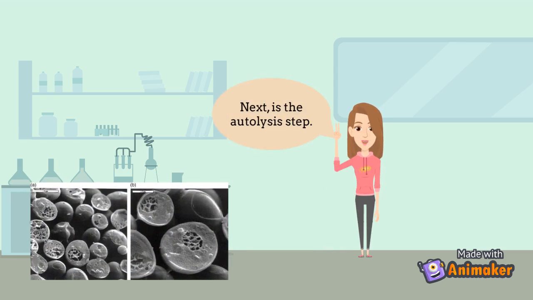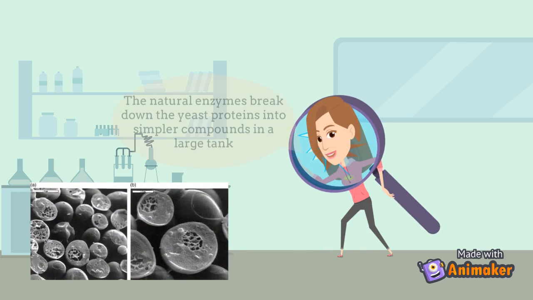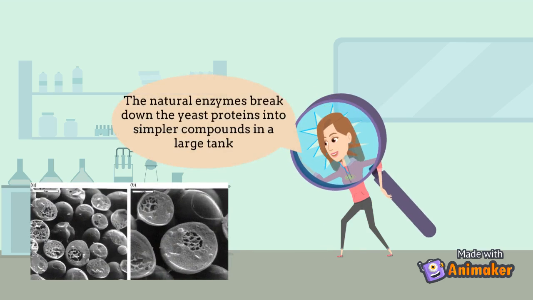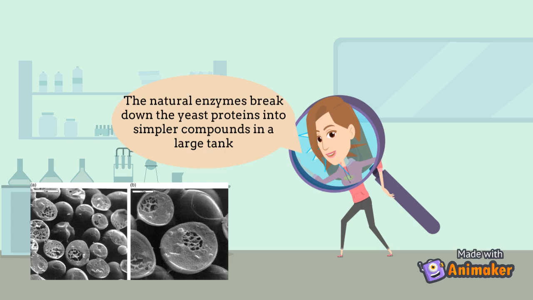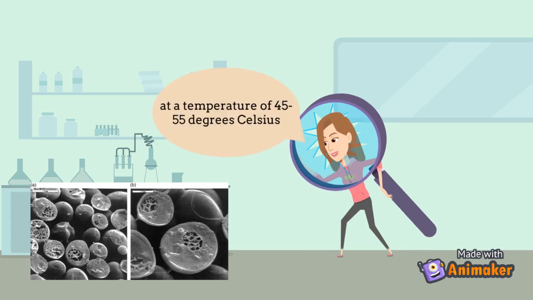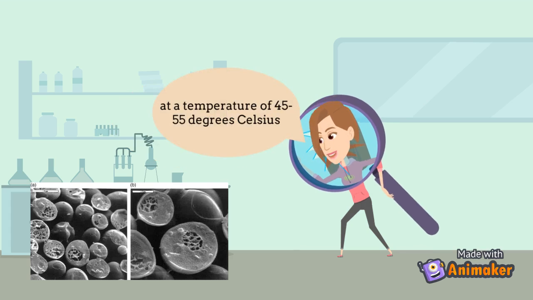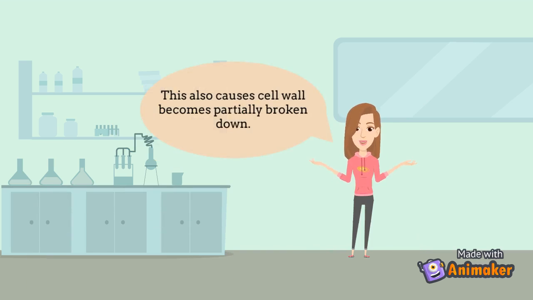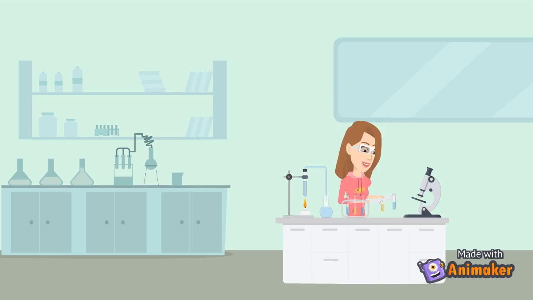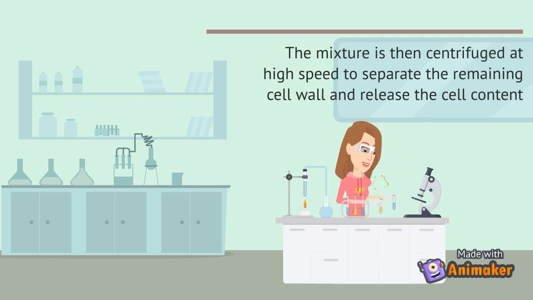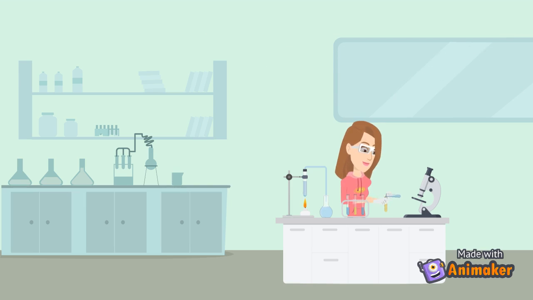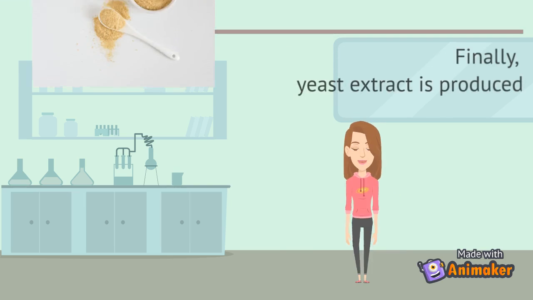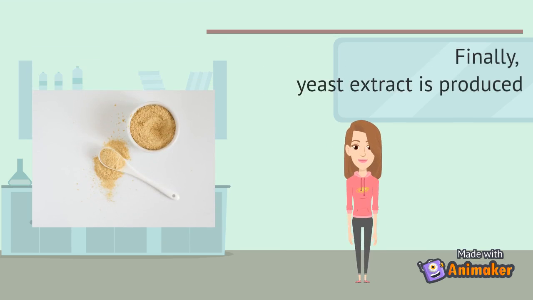Next is the autolysis step. The natural enzymes break down the yeast proteins into simpler compounds in a large tank, at a temperature of 45 to 55 degrees Celsius. This also causes the cell wall to become partially broken down. The mixture is then centrifuged at high speed to separate the remaining cell wall and release the cell content. Finally, yeast extract is produced.